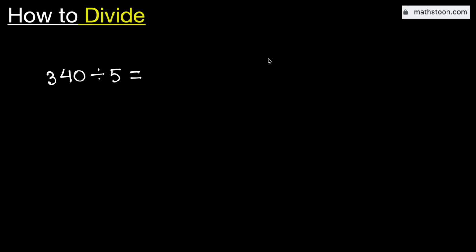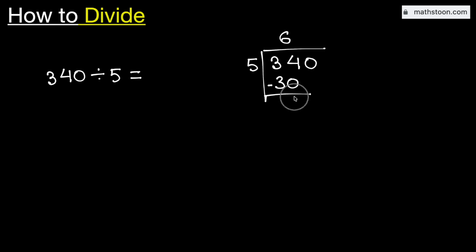In this video, let us learn how to divide the number 340 by 5 using the long division method. See that 3 is less than 5. That is why we will consider the number 34. We know that 5 times 6 is 30. Subtract, we get 4. Now 4 is also less than 5.